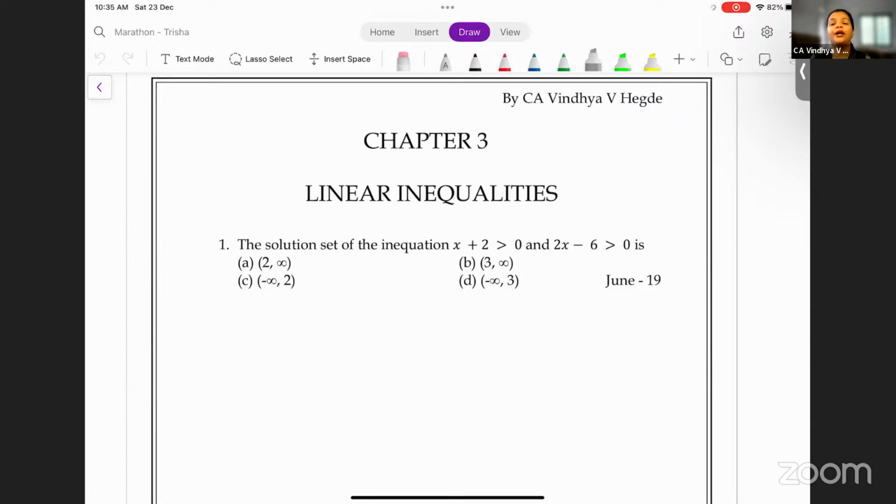So this has been asked in quite a few attempts. It has been asked in the June 19 attempt and a few attempts also. Similar question. I won't say the same copy-paste question was asked, but similar category question was asked. Quickly solve this and give me the answers in the chat box, please.